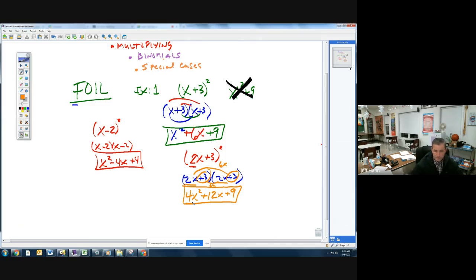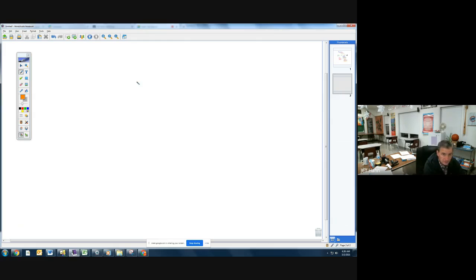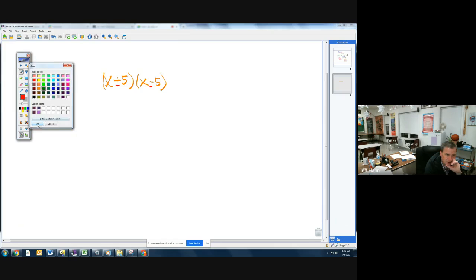Now the other thing, special case number 2, lest you thought we were done, under the same thing here is this. Something to watch out for. If you have a binomial, let's say x plus 5 multiplied by x minus 5, notice the similarities here. They're really the same, except one is a plus 5, one is a minus 5. When everything else except those two middle signs are the same, let's take a quick look. This is something you can recognize here.